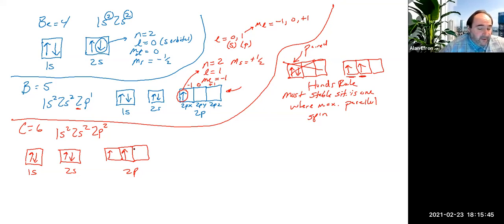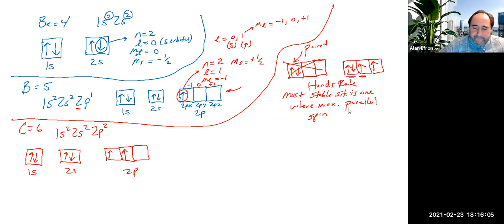So the next one would also go next door in the upwards direction, and then we go back. So this is sort of how we fill them one at a time until they're all filled upwards, and then come back and start pairing them off. So this would be the correct orbital diagram for this.